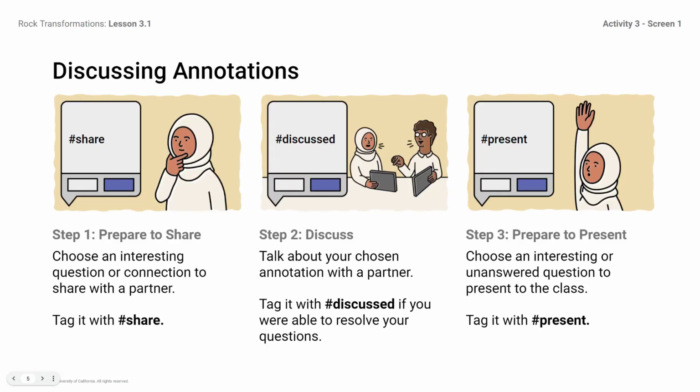Step 1, Prepare to Share. Choose an interesting question or connection to share with a partner. Tag it with hashtag share. Step 2, Discuss. Talk about your chosen annotation with a partner. Tag it with hashtag discussed if you were able to resolve your questions.